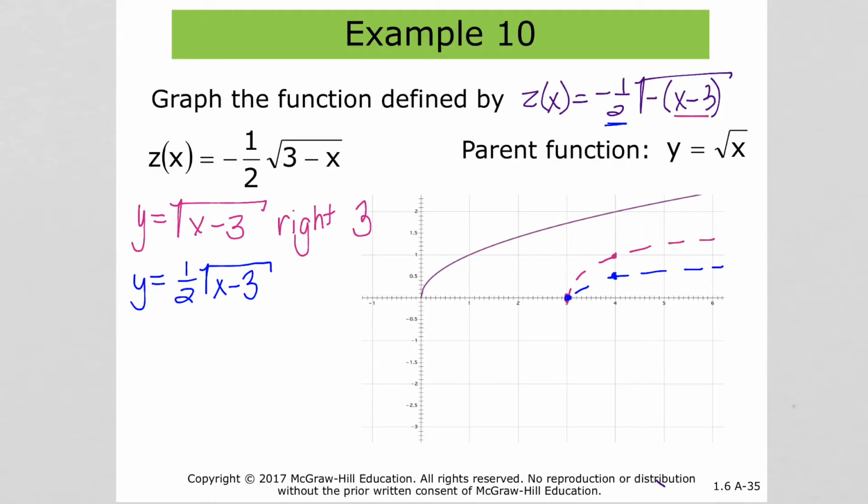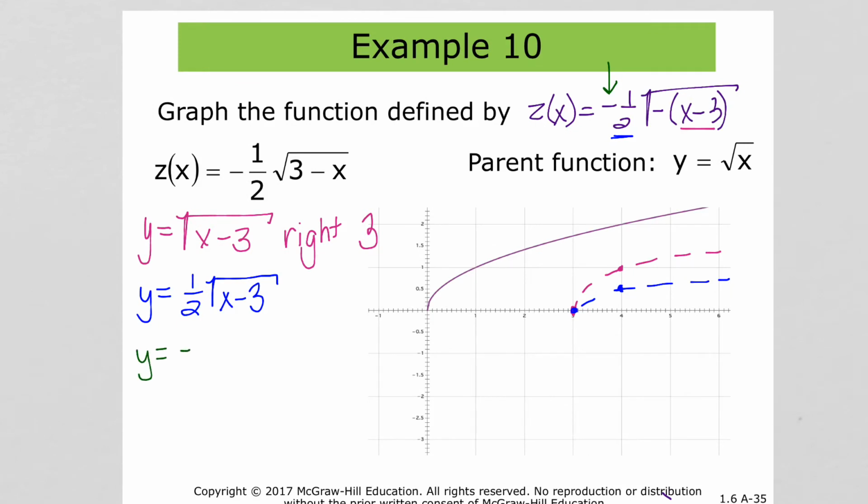Okay, next is to take care of reflections. Now we've got 2 reflections going on here. We've got a reflection about the x-axis and the y-axis. So let's take care of our reflection about the x-axis first. Okay, and that's the one that's on the outside, this negative right here. So now I'm going to graph y equals negative 1/2 times the square root of x minus 3. And so that's just taking everything and moving it down below the x-axis. Okay? Then we're going to take care of the negative here. And that will be our last step.